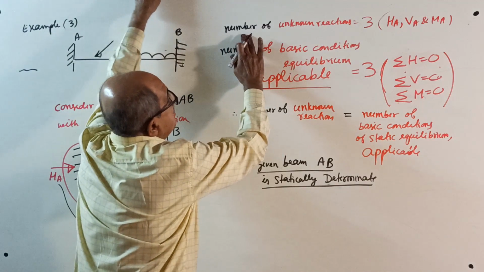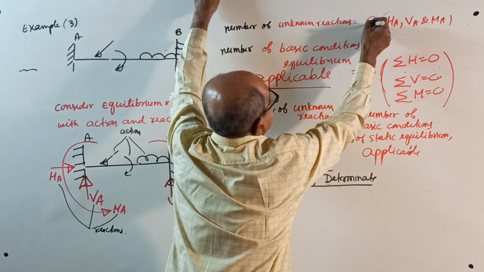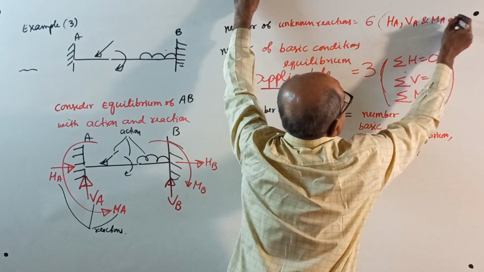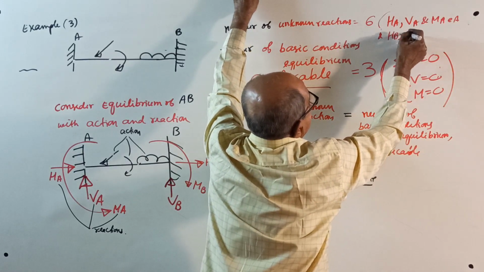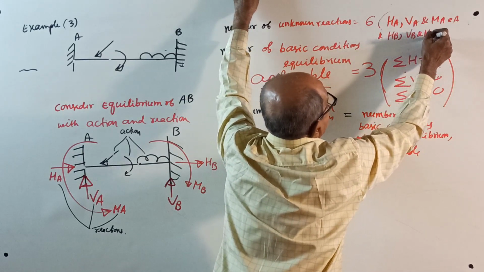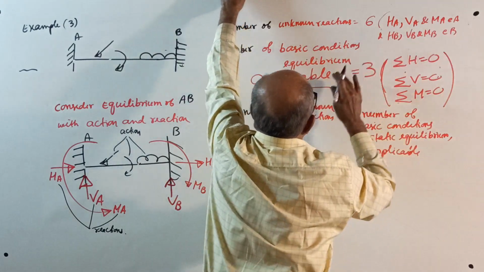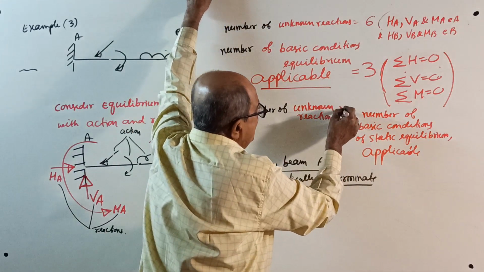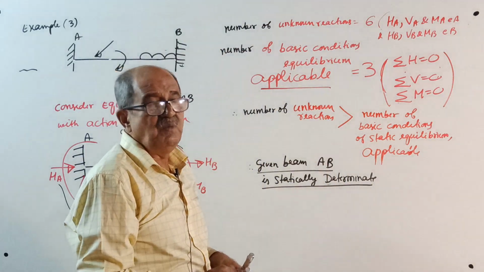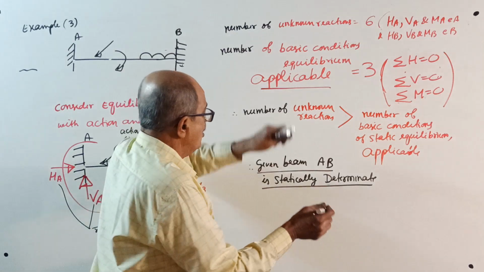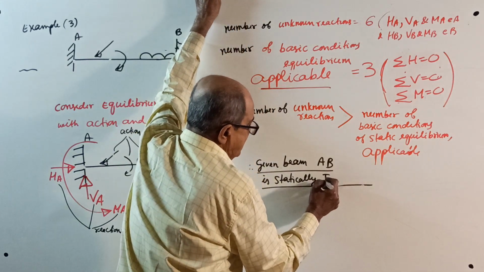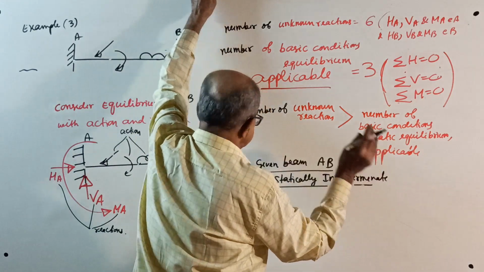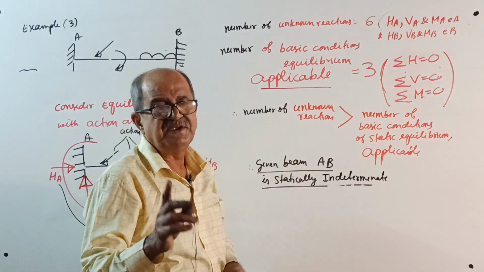Now, number of unknown reactions equals 6: HA, VA, MA at A, and HB, VB, and MB at B. Number of equations is still 3. So the number of unknown reactions is more than the number of equations. Unknowns are more, you can't solve. Statically indeterminate. Okay, write this much, sufficient for the time being.